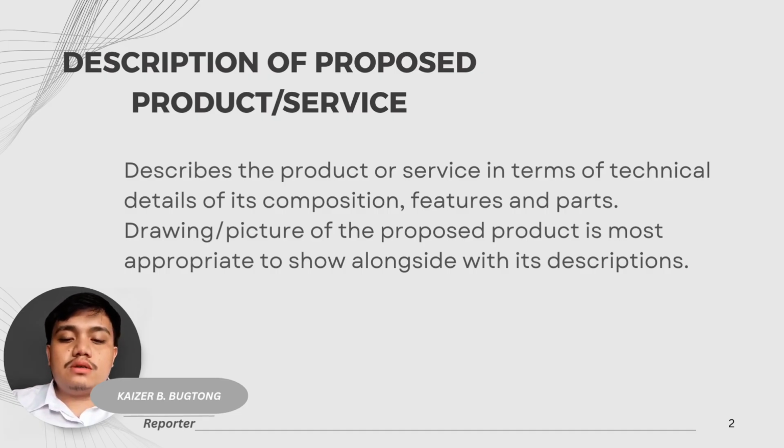Now for the first part, the description of proposed products or service. This describes the products or service in terms of technical details of its composition, features, and parts. Drawing or pictures of the proposed product is most appropriate to show alongside with its descriptions. The description of proposed products.